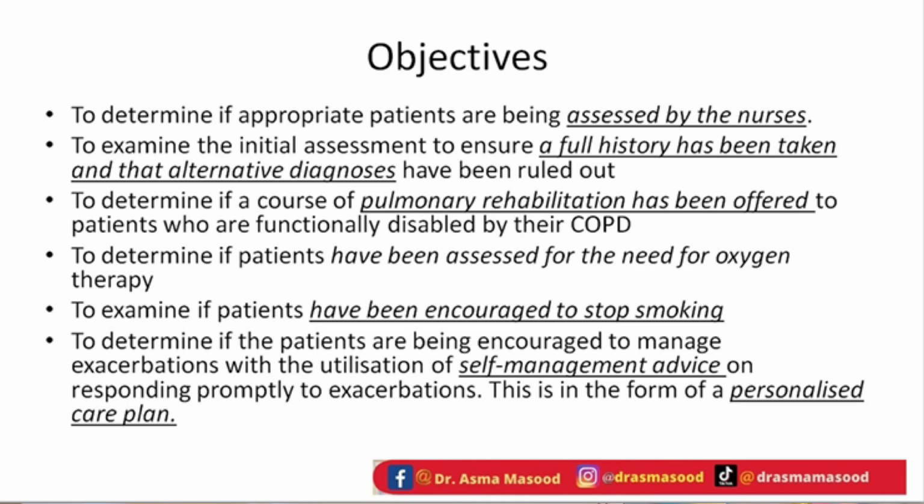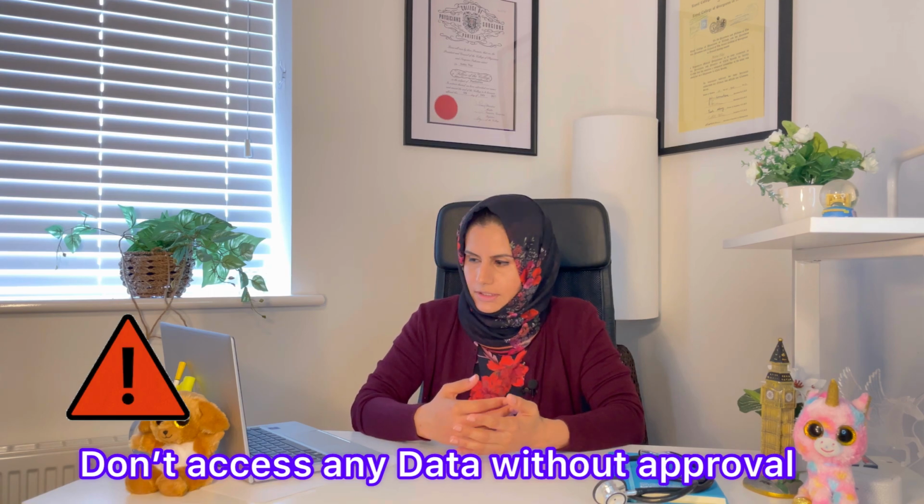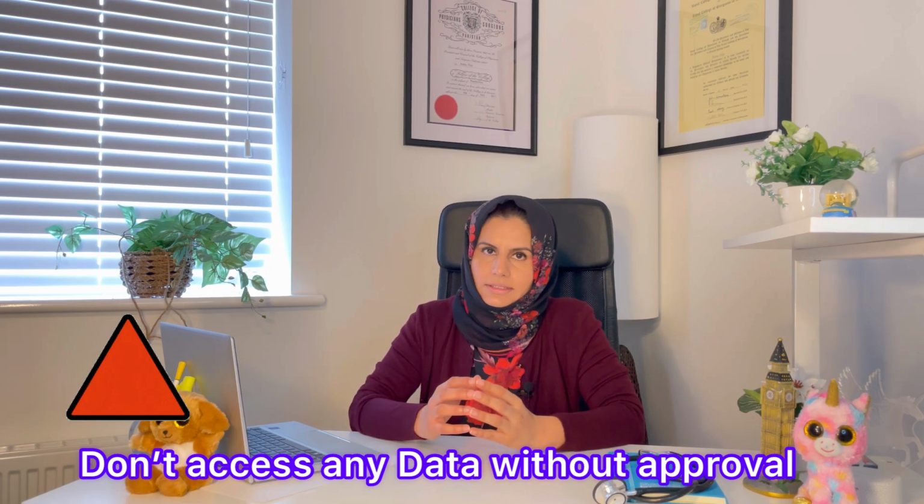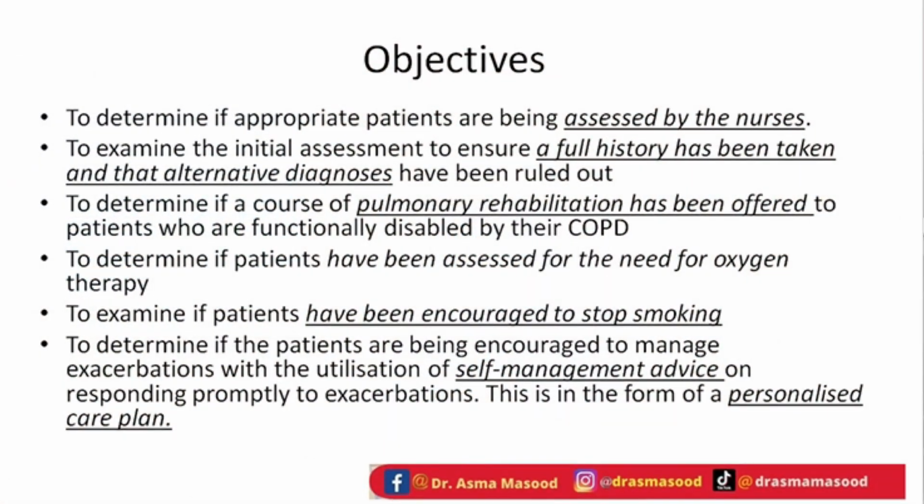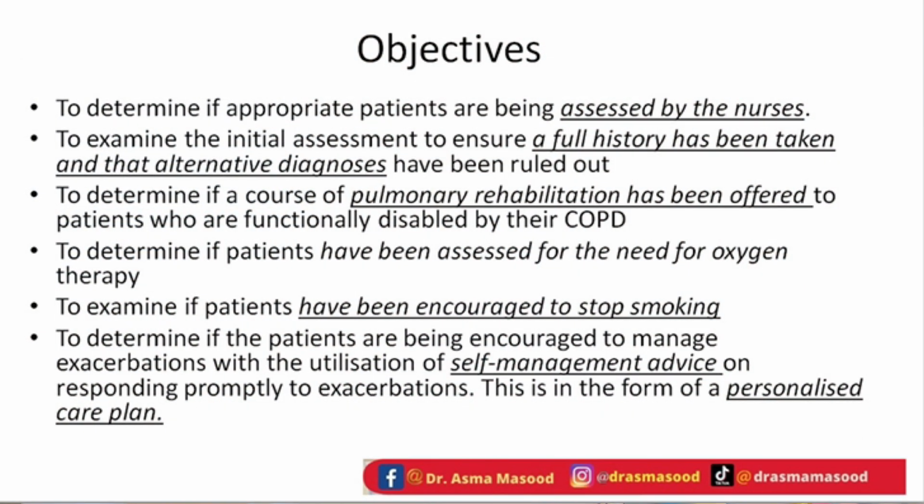So for example, I have taken this from the BTS guidelines to determine if appropriate patients are being assessed by the nurses. So what you have to do is you have to go back to the patient records and see if they were triaged by the nurses and appropriately what were the parameters assessed in regards to asthma. Then you can also go if full history was taken and alternative diagnoses have been ruled out. So there are a list of things which should be ruled out if you're considering asthma, like COPD, heart failure, XYZ. Then you see if pulmonary rehab was offered to the patients functionally disabled by their COPD.